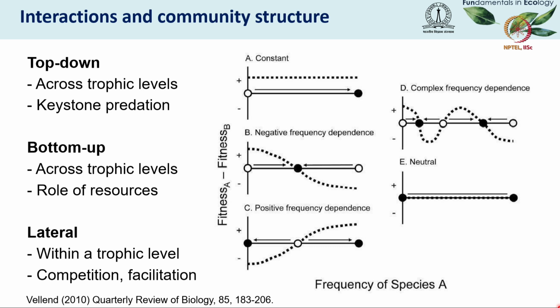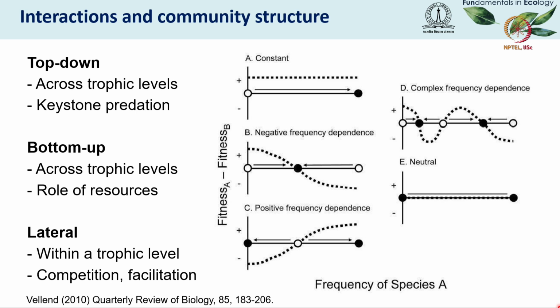So if you had to classify species interactions and how that affects community structure, you can talk about these interactions as being top down, bottom up, or lateral. Top down and bottom up interactions involve eating and being eaten, right? So it's across trophic levels, could be predator, prey, and then a primary consumer, and then a producer.